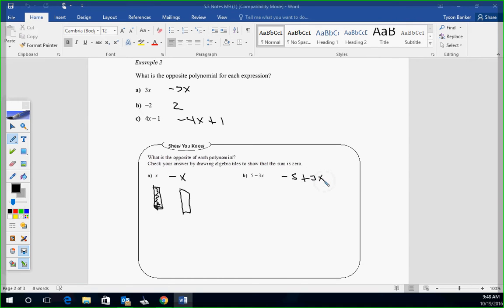Check your answers by drawing algebra tiles to show the sum is 0. So this is just, we know those would cancel. If I have 5 units that are positive, and I have the opposite down here, 5 units that are negative, we'd see they'd all cancel. And then over here, we'd have 3 negatives for the first term here, and then we have positive 3s down here. And then you can just see they zero out again. Gone, gone, gone. Again, kind of redundant. They just want you to show they're opposites because they zero each other out.